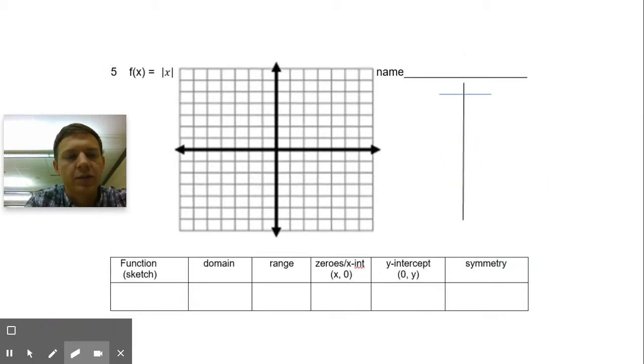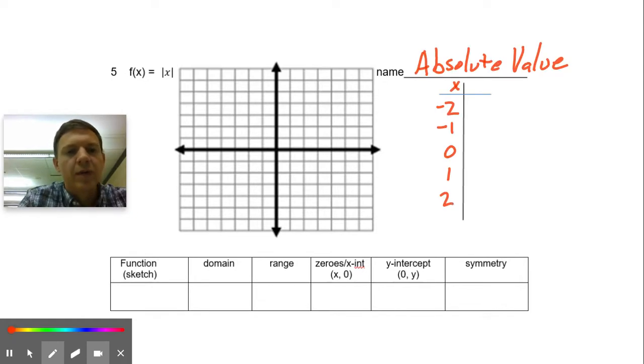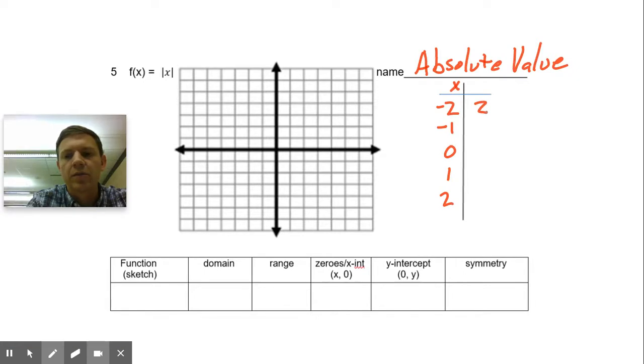Next, we have f(x) equals the absolute value of x. That's what those 2 bars mean. Okay, this is just called an absolute value function. If you don't know already, absolute values just indicate how far a number is away from 0. So I plug in -2. -2 would be 2 units away from 0. Plug in -1. That's 1 unit away from 0.